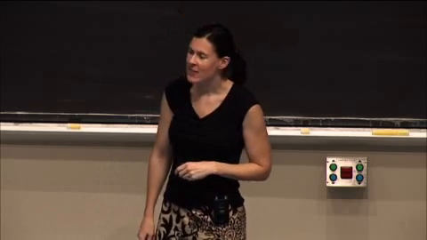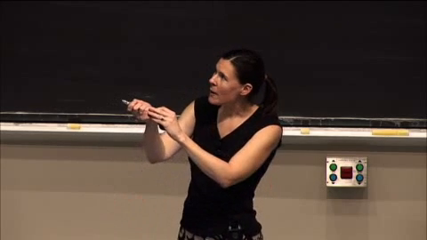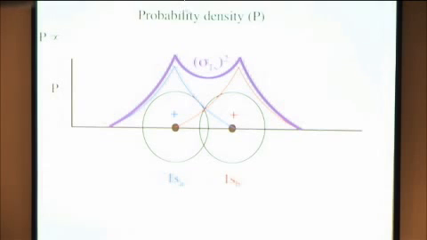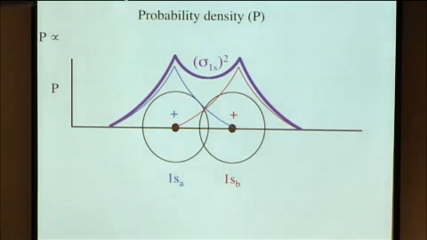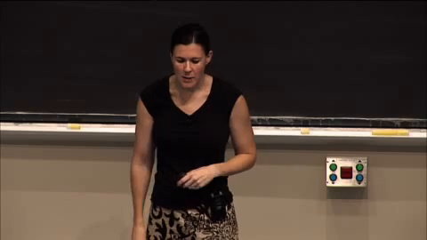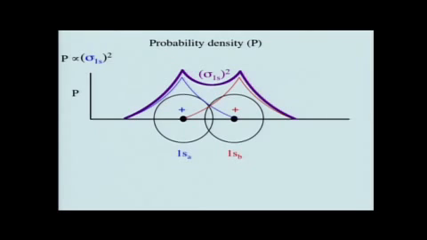So let's think about that instead. Let's think about probability density. So if we're talking about probability density, that's the wave function squared. But now we're talking not about an atomic wave function, we're talking about a molecular wave function. So to talk about it squared, we're going to say it's sigma 1s squared.